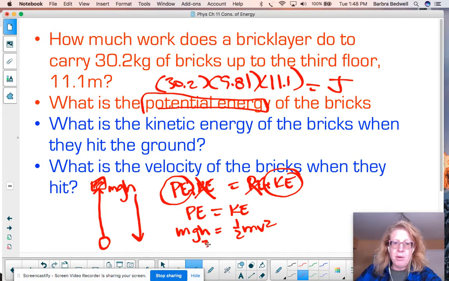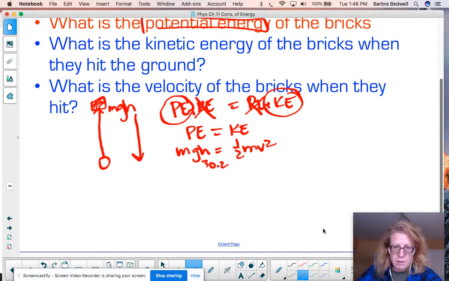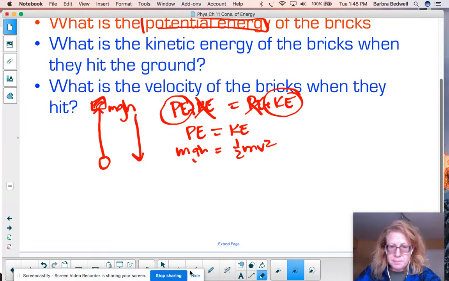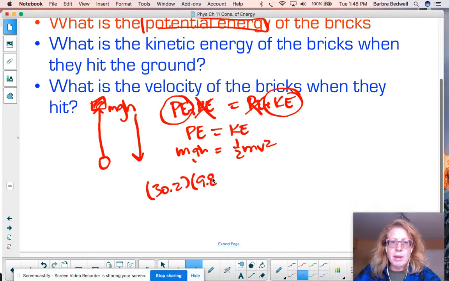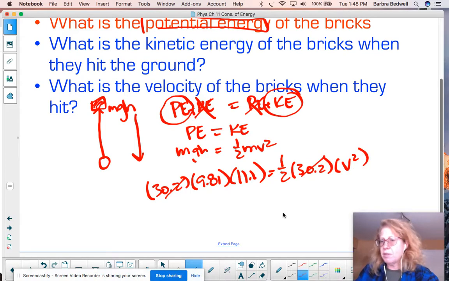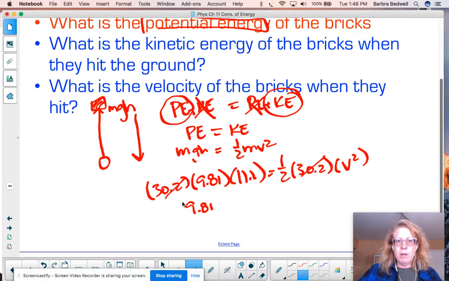So I know that 30.2, which was the mass, times 9.81, which was gravity, times the height, 11.1, is equal to 1/2 times the mass, 30.2, times v squared. These cancel out, or you can just figure out what the math is on there. So 9.81 times 11.1, multiplied by 2 to get it over there, equals v squared. Then all you have to do is do your math and figure out what the velocity squared is.